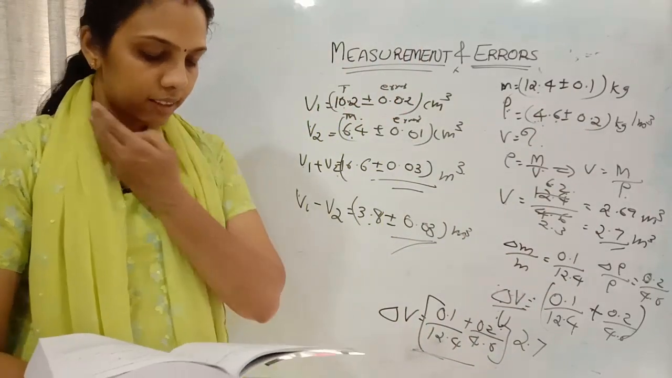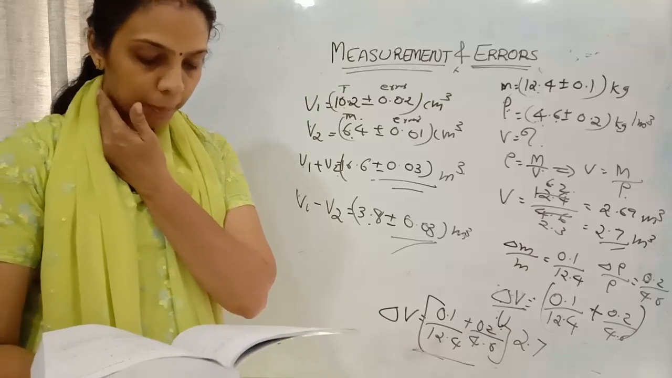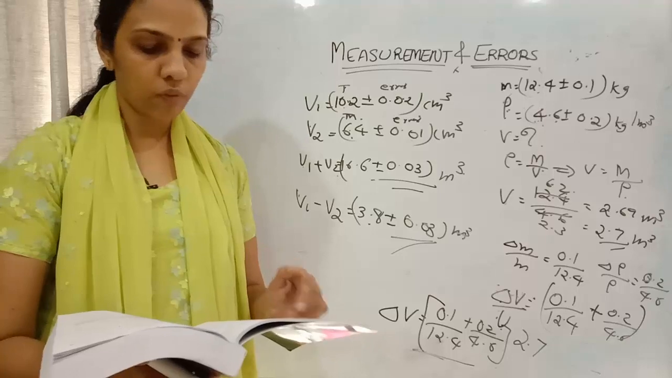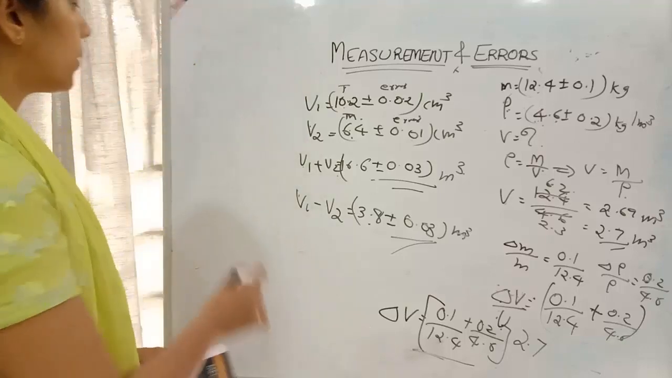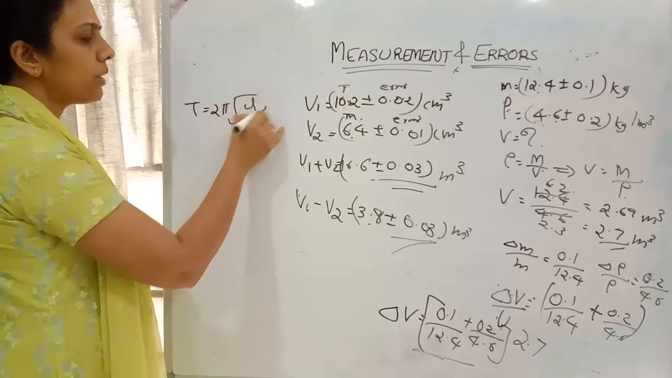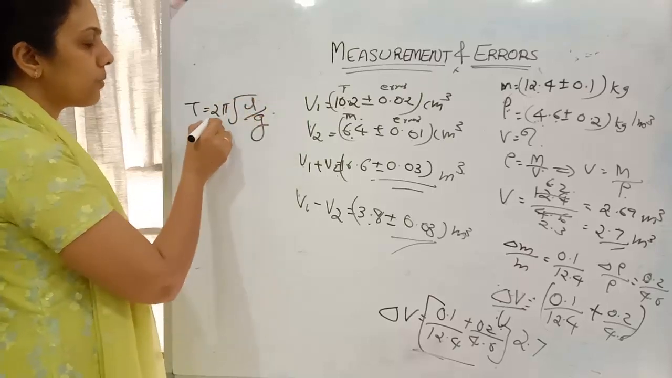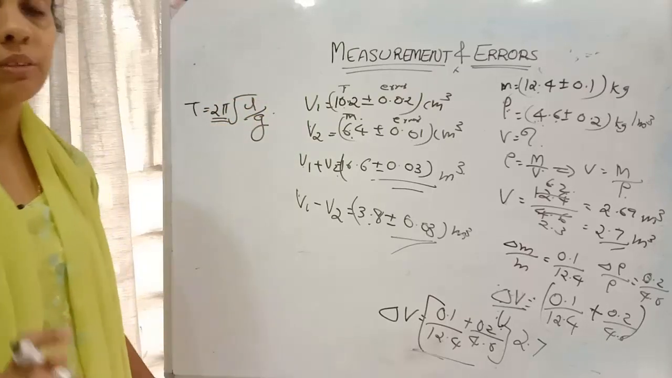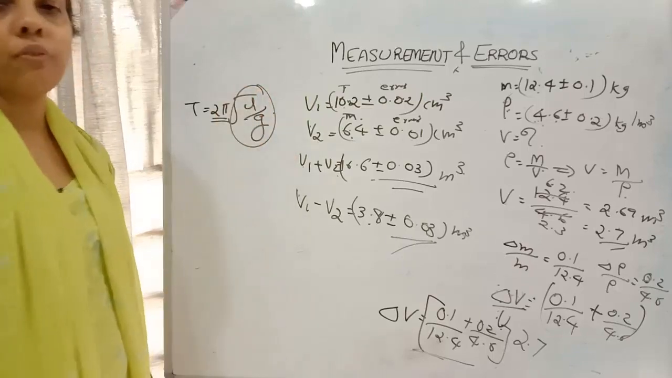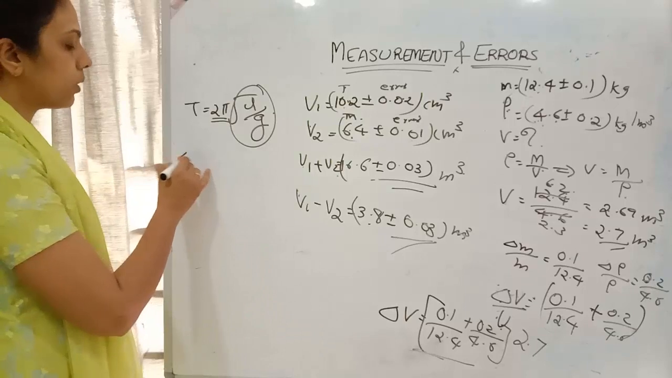Then another question is given: calculate the percentage error in the determination of the time period of a simple pendulum, T equals 2 pi into root of L by G. When we substitute this, we know for 2 pi we don't have any errors, so we should consider only the root of L by G. How will we find that?